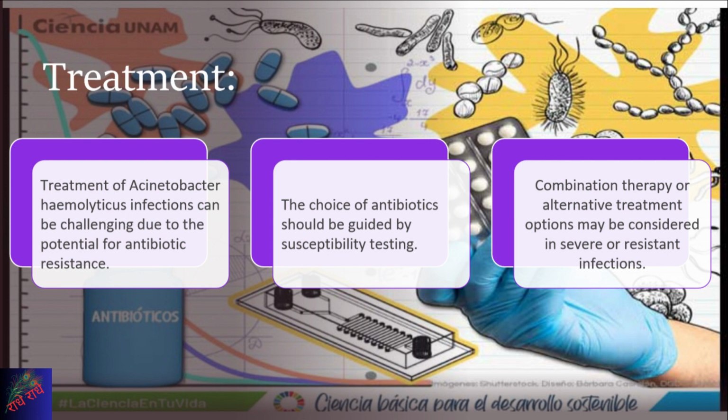Antibiotic resistance is a major concern when it comes to Acinetobacter hemolyticus infections, posing a challenge for successful treatment. In severe or resistant cases, a combination therapy or alternative treatment options may be necessary. The selection of antibiotics must be determined by susceptibility testing in order to generate the most optimal outcome.